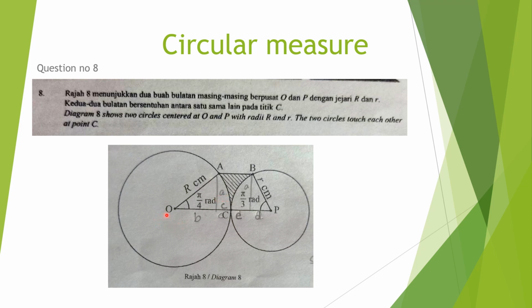Then from the center O of the big circle until the straight line, you label it as B. Then from the point of this straight line until the circumference, you label it as C. Same goes for the small circle: from the center until the straight line, we label it as D, and from the point of the straight line until the circumference, we label it as E.